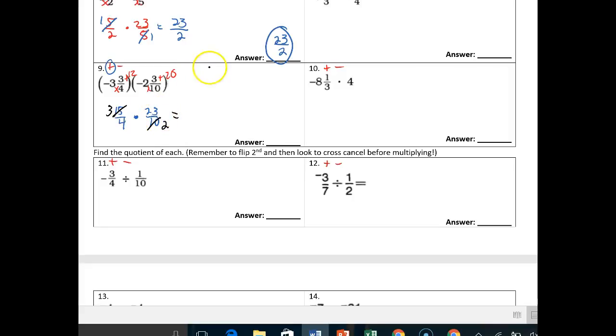23 times 3. Some of you might be saying, oh, I can't do that. You can do it off to the side. You get 69. 69 over 8. And again, for the sake of time tonight, I will allow improper fractions. It's a positive answer, so I don't have to worry about a negative sign.